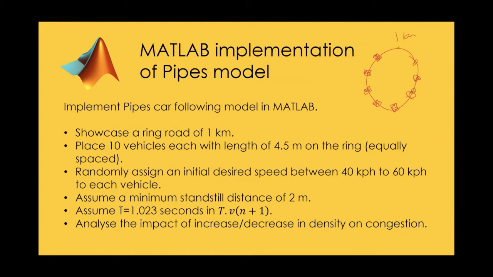So these are all vehicles, so they're not 10, but you model 10 vehicles here. And each of them is keeping a distance of 4.5 meters on the ring. And then you randomly assign an initial desired speed to each vehicle.